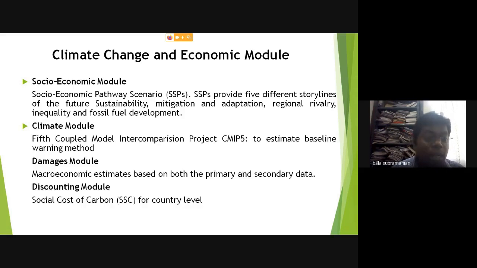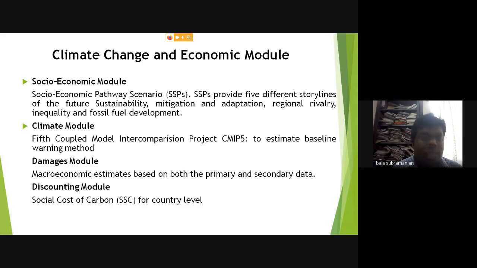So there is a climate model. They are using various types of socio-economic variables, and the climate model only for the environmental related components. The third model is the damage model, because of the damage cost method. This is also involving the cost.